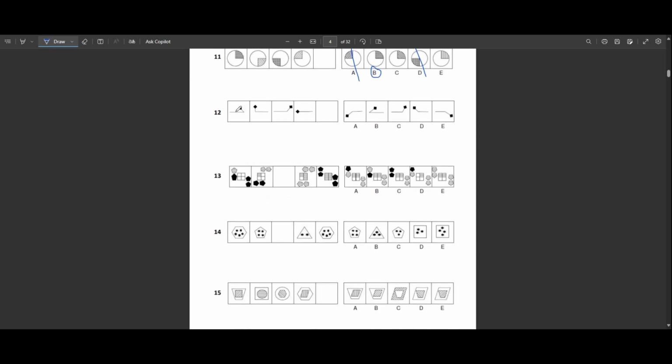Question 12. The line here is horizontal, stays the same all the time, but it's pointing to the... So the shape right here, which is the diamond, is on the right side, then on the left side, then on the right side, then on the left side. It should be on the right side this time. So I'm going to cancel these options.